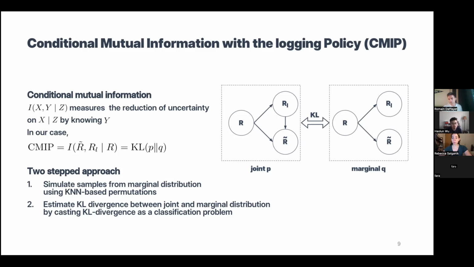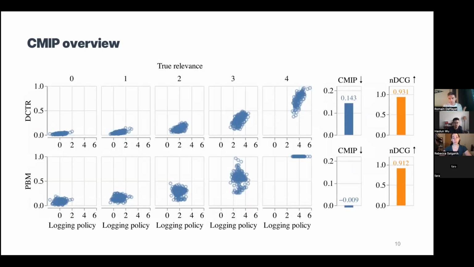So here we want to make sure that the relevance scores that we estimate the logging policy predicts are completely independent of the scores predicted by the model, conditionally on the true relevance scores given by the annotators. And this is kind of a visual overview of it. So here we trained two different models. On the top row, this is the DCTR model. So it's a naive model that does not account at all for position bias. And at the bottom is the PBM, which accounts for position bias, and in this case is the correct model.